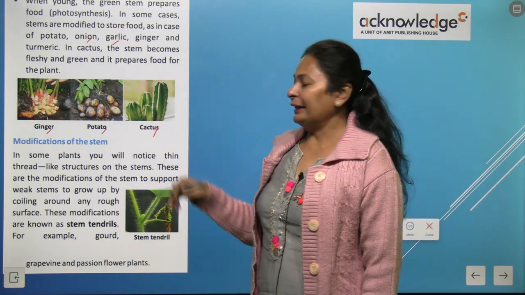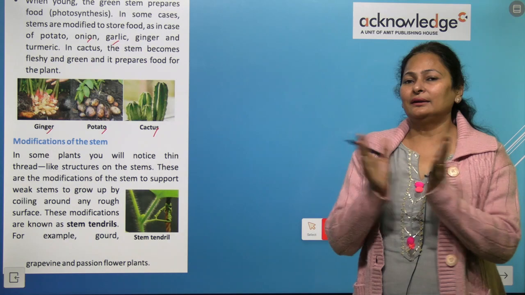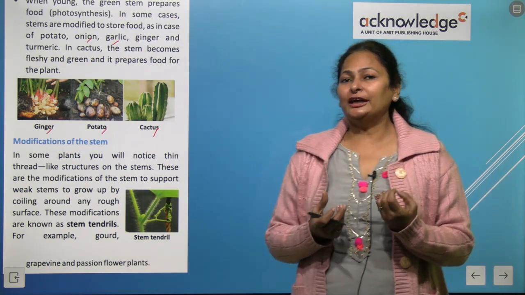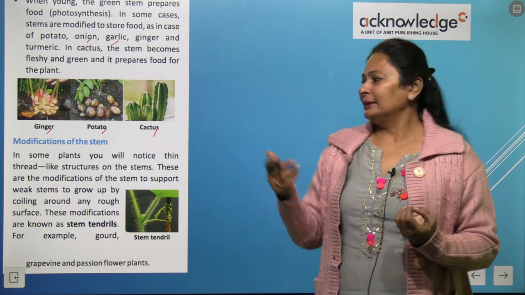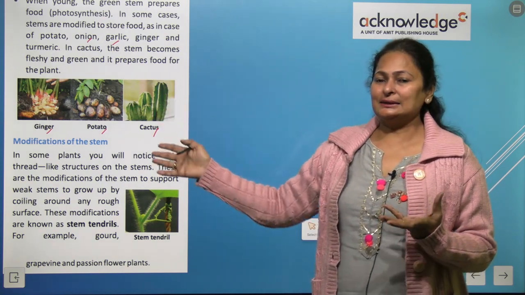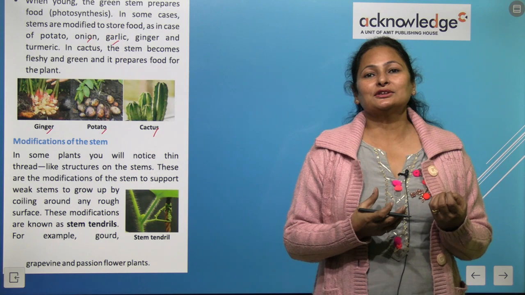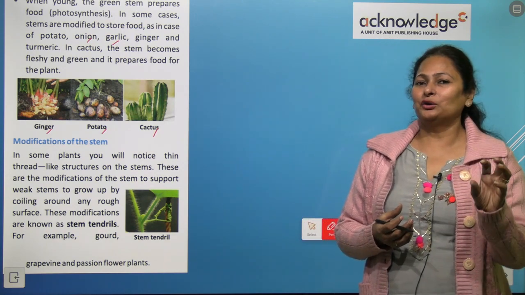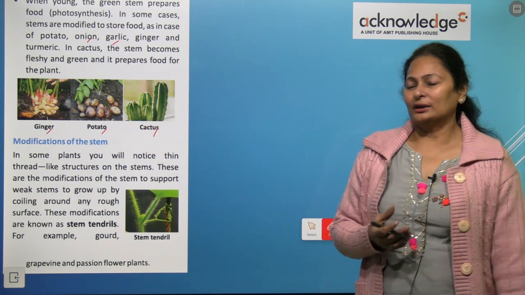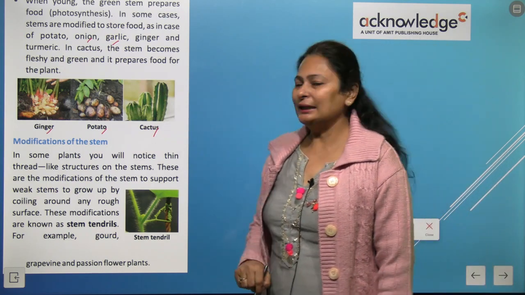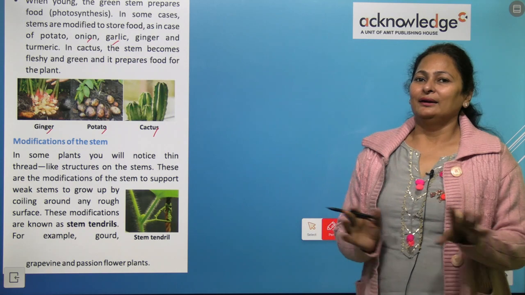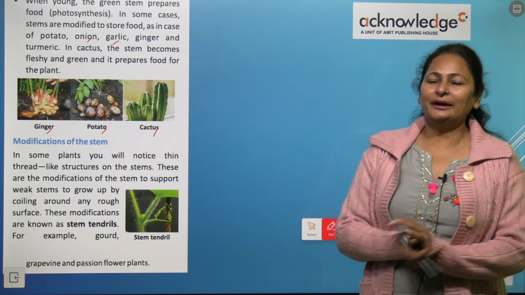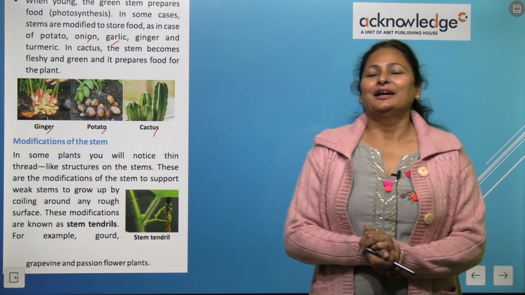In the cactus, we learned that there are no leaves and the leaves have changed into thorns. This part is the stem, and the stem has chlorophyll and does photosynthesis for the plant. So you can see in this picture, these are common examples of modified stem. Alright kids, have you got it?